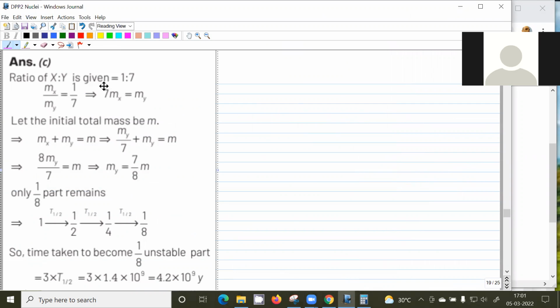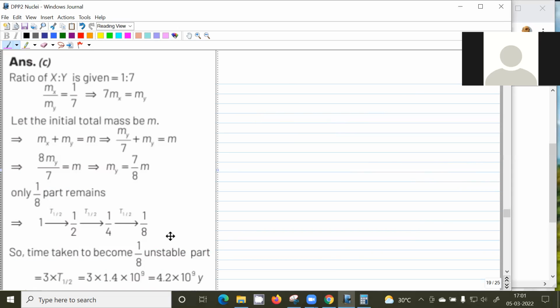Okay, X is getting converted to Y, with ratio 1:7, so mass of X by mass of Y. Initial total mass m. So mx plus... oh, initially itself Y is there, is it? Okay, so my by 7 equal to mx. So 8. So 1/8 part remains. Okay, 3 half-lives.